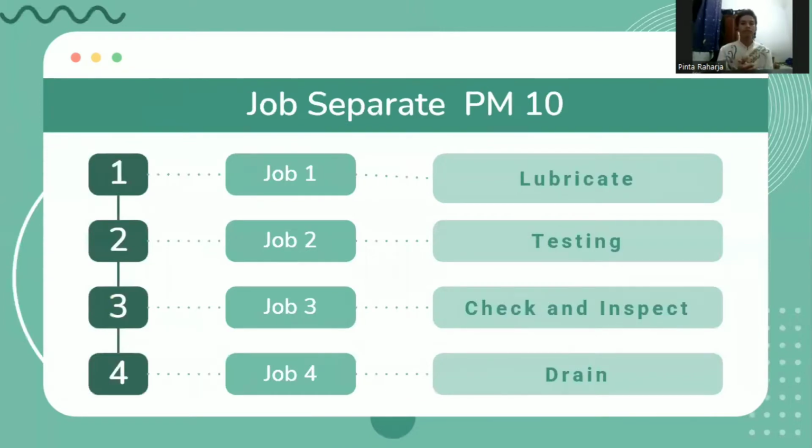On the Caterpillar, preventive maintenance is carried out in several stages, one of them at 10 hours or daily. In this topic, we will explain how to do daily or 10 hours PM, but before that, we will tell you what to do when doing daily PM in general. In general, there are several jobs for PM 10 hours or daily. The first is lubricate, testing, check and inspect, and drain.